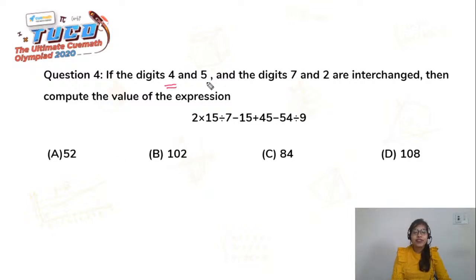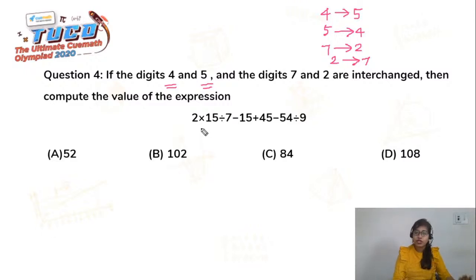So they are telling every 4 needs to be replaced by 5 and the other way around. Every 5 also needs to be replaced by 4. So 4 to be replaced by 5, 5 to be replaced by 4, 7 to be replaced by 2 and 2 to be replaced by 7. This is what is meant by interchange. Then compute the value of the expression. There is no change in the symbols, that is, no change in the operators. There are only changes in the operands. This is also how I could reframe my question.